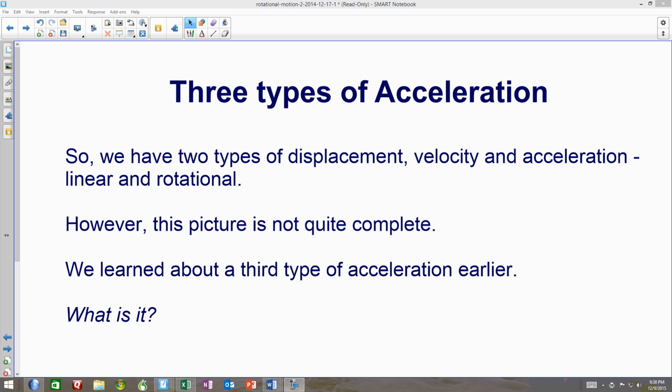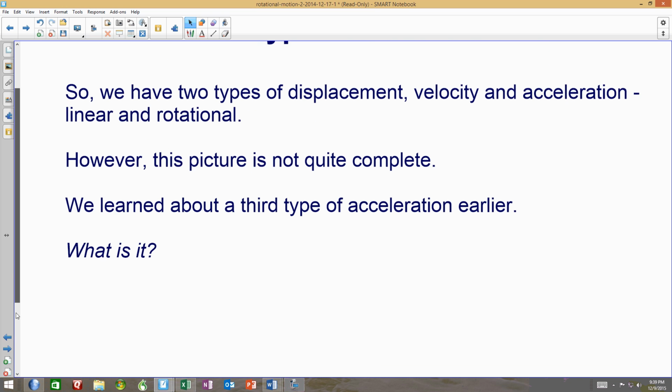Okay, so let's talk about the three types of acceleration. We have two types of displacement, velocity and acceleration. We have linear and rotational. However, this picture is not quite complete. We learned about a third type of acceleration earlier. Can you remember what that was?